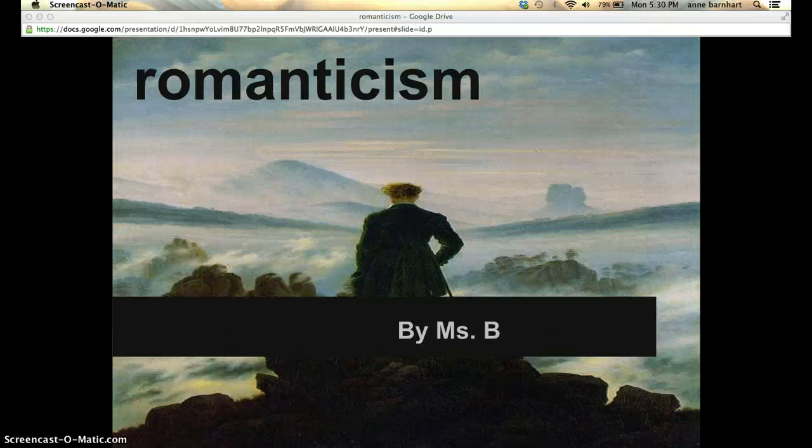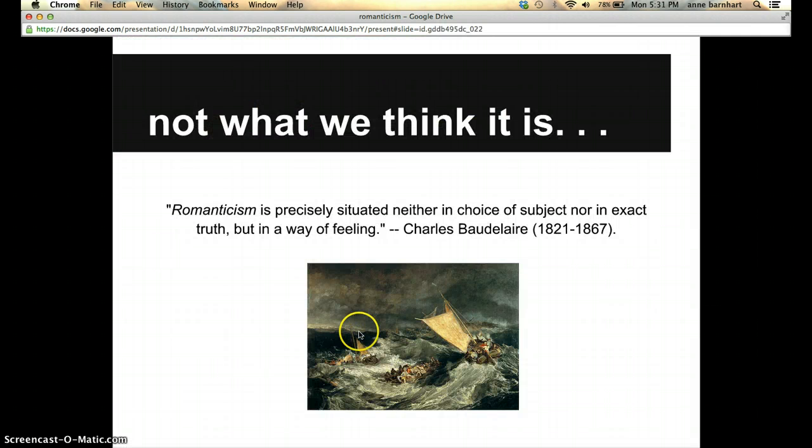Okay, hi guys. So this is the romanticism lecture. As you're looking at this painting, it sort of exemplifies a lot of what romanticism had at its core, which was idealism and hope and the individual at the center of a future of possibilities. So when we hear romanticism, we often think something about love, which did exist, but it was very, very different from that.